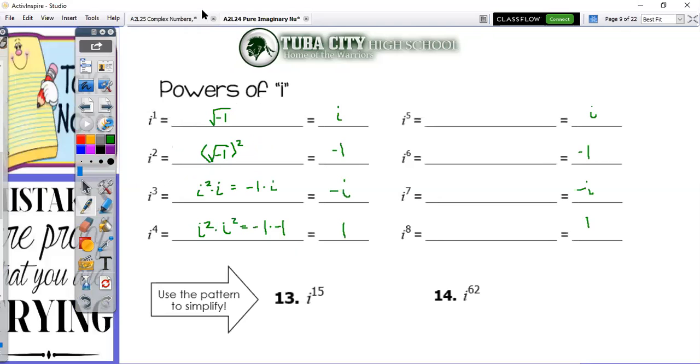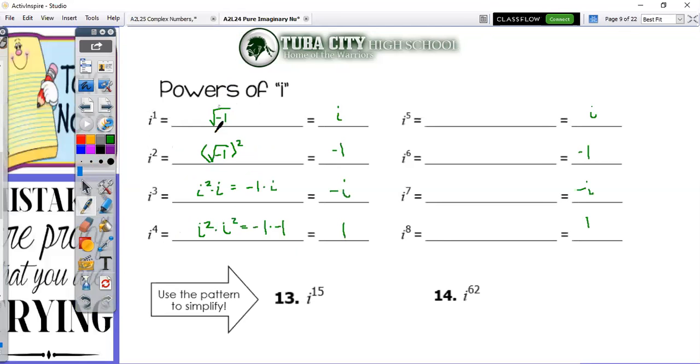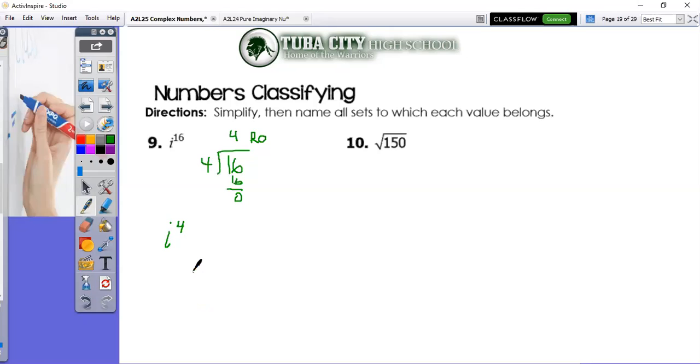Or actually, it'd be I to the 4. Well, I guess I to the 0 does make sense, but it's not included in this diagram here. So I to the 4 equals 1. Or actually, you know what? It does, because there is a rule with exponents, and the rule is that every number to the 0 power is always 1. So either way you look at it, you are going to get just plain old 1.